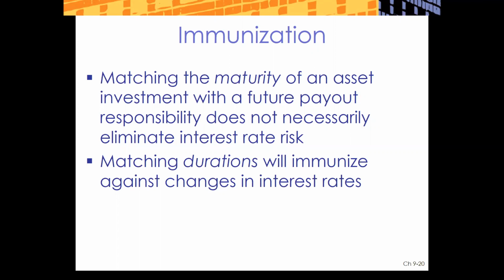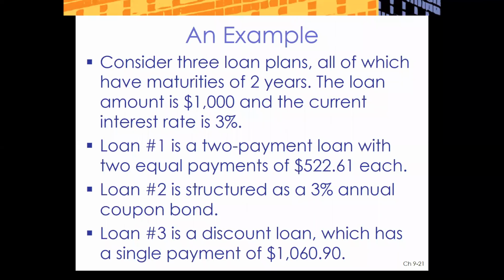So matching durations is always the case where you're trying to immunize against changes in the interest rate. You're trying to reduce the effect of the interest rate changes, but you cannot eliminate it fully. So consider 3 loan plans, all of which have a maturity of 3 years. The loan amount is $1,000 and the current interest rate is 3%. The first loan is a 2-payment loan with 2 equal payments, like $522 each. This is the first loan.